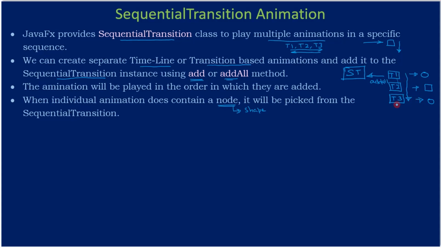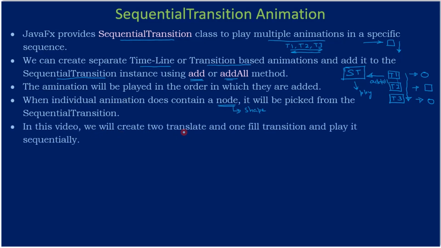So when these animations are added to the sequential transition, and when you make a call to the play method, all the individual objects will take their turn and play their animation. But when you have a common shape that is given to the sequential transition itself, the same node will undergo all these transitions, which are generalized in these specialized instances. I mean the animation instances.